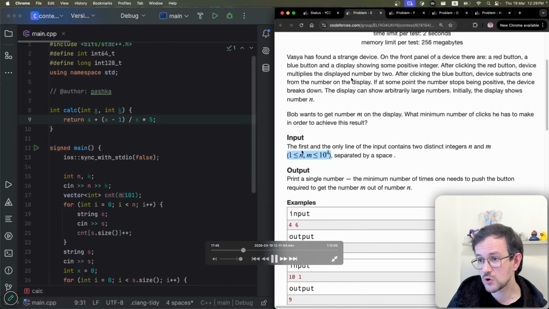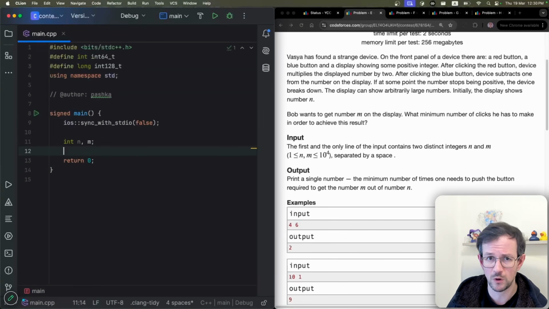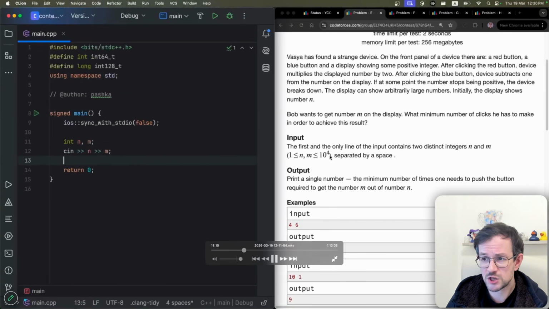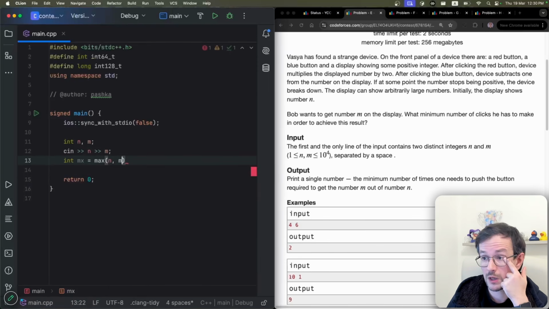So again, you have numbers up to 10,000. And it kind of makes sense. You never need very large numbers in the middle. So all intermediate numbers are also small. So let's just build a graph on 10,000 vertices and find the shortest path. Why not? I believe this is the easiest solution here.